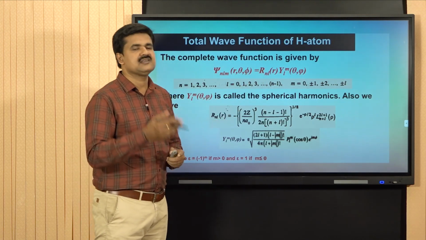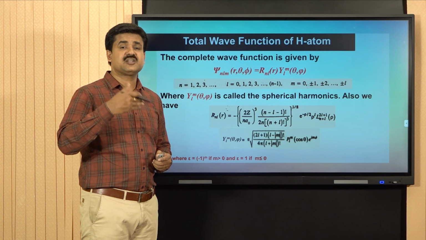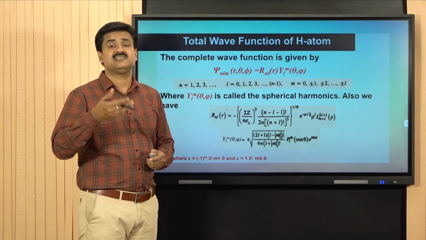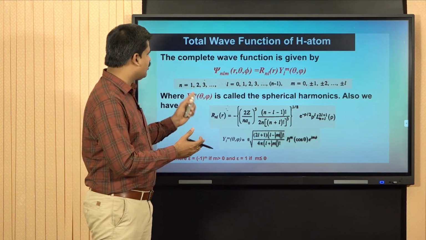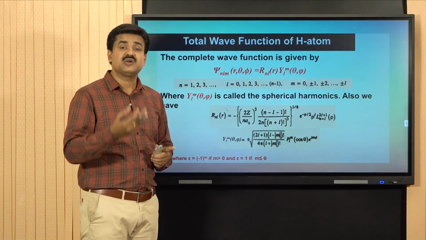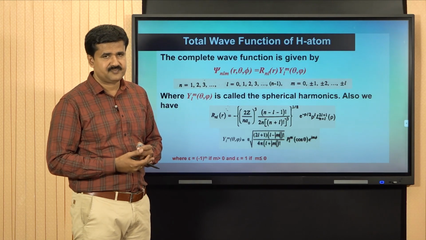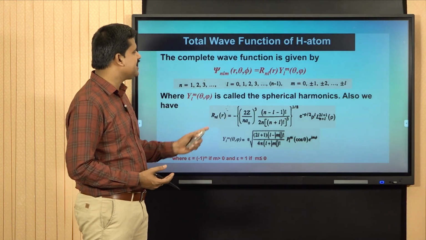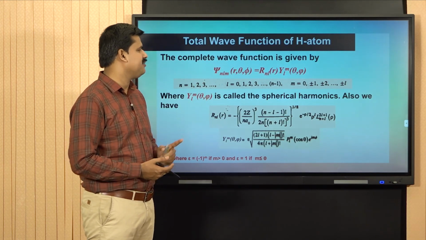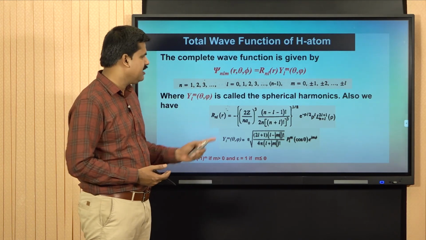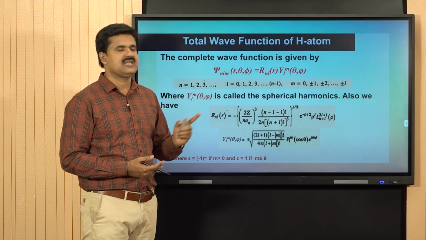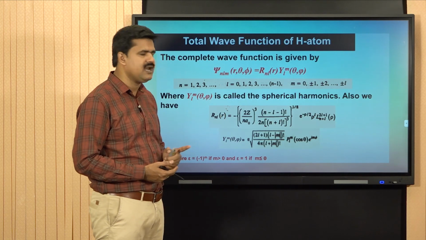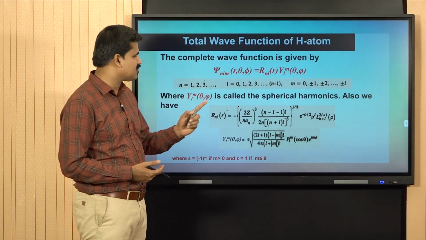This Y_lm(theta, phi) is called the angular part of the wave function because it depends on two angular variables, theta and phi. That Y_lm(theta, phi) is also called spherical harmonics. Also we have R_nl(r) is equal to minus (2Z/na0) the whole raised to 3, [(n minus l minus 1) factorial divided by 2n into ((n plus l) factorial) cube] the whole raised to 1/2 into e raised to minus rho by 2, rho raised to l, L_{n+l}^{2l+1}(rho).